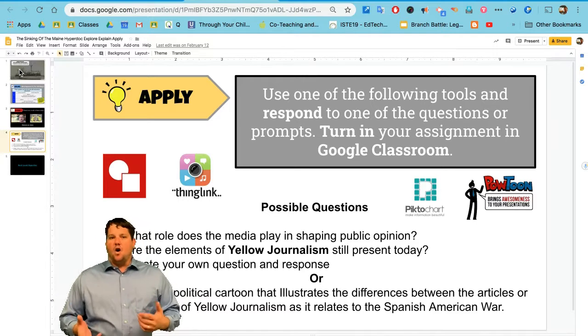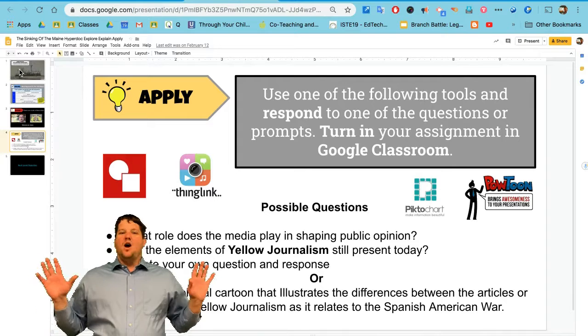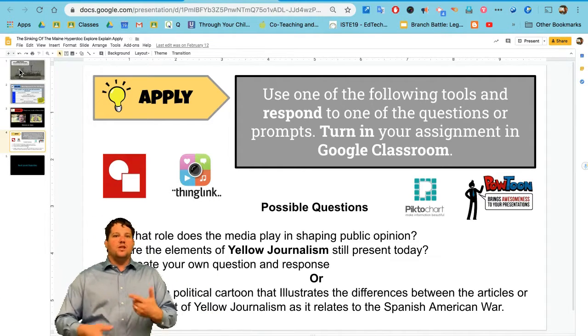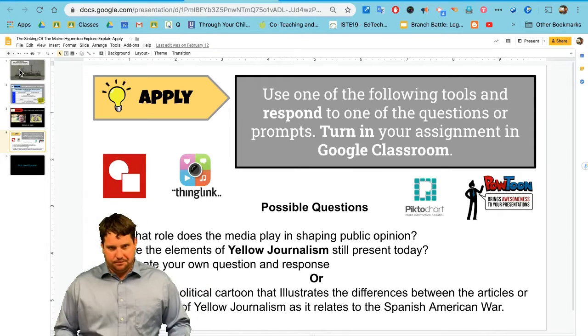Now, as this evolved, what I noticed is students were much more engaged. They only had to do 1 article apiece, but they had some conversations, and in those conversations, they started realizing that what one paper said and the other paper said were vastly different.